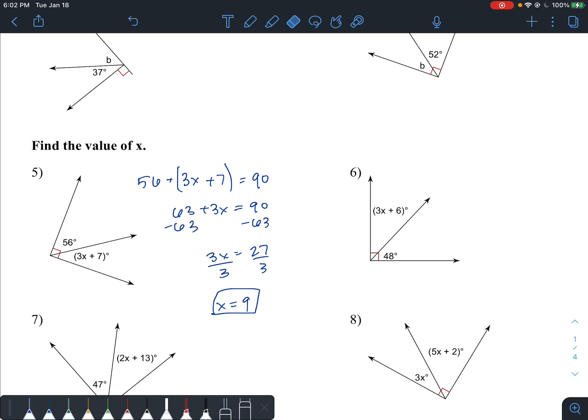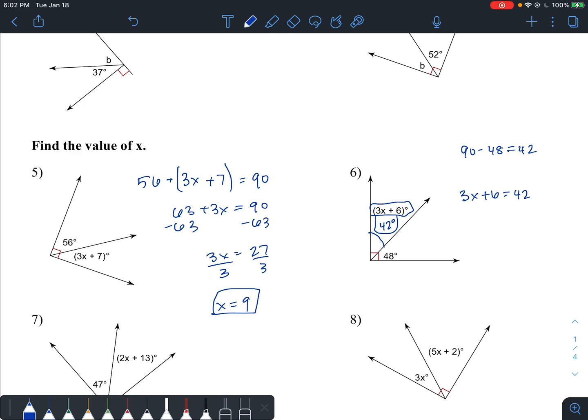So here I'll try and do 6 in an alternative way. Thing is, I know that this angle right here has to be 90 minus 48. So if I do 90 minus 48, I know that this angle has to be 42. This has to be 42 degrees, but I'm solving for x, right? So this angle and this angle, which are the same, I can write that as an equation. 3x plus 6 has to equal 42 degrees.